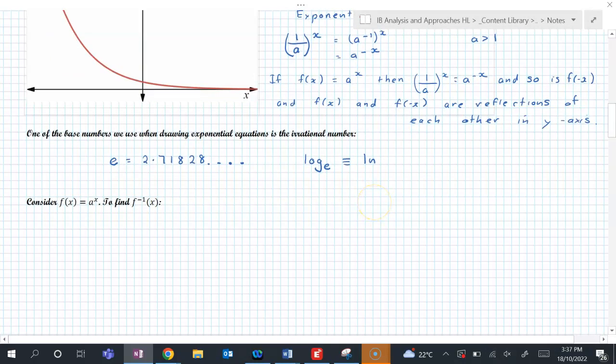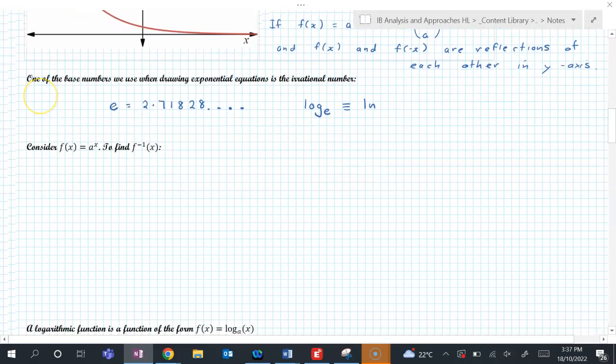Okay, so if I had f of x is equal to a to the power of x, let's find the inverse function. So I would start with y equals a to the power of x, and then I would switch x and y. So the inverse would be x is equal to a to the power of y, and then I want to rearrange that for y.